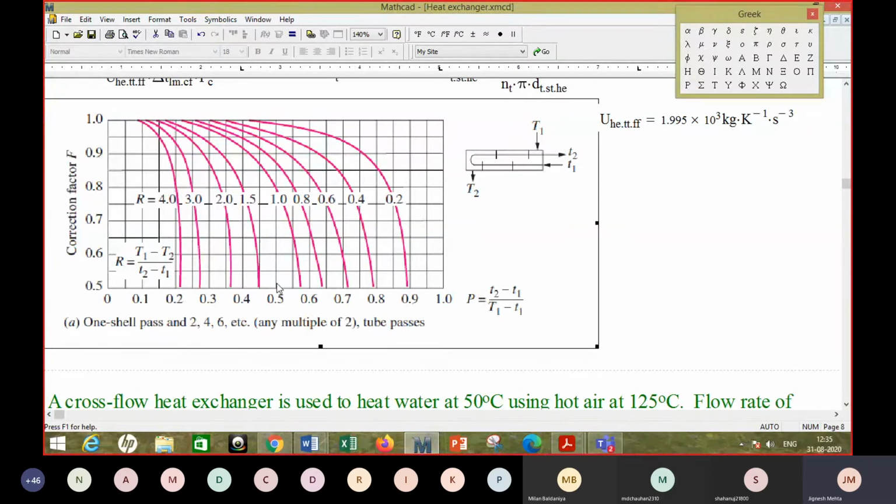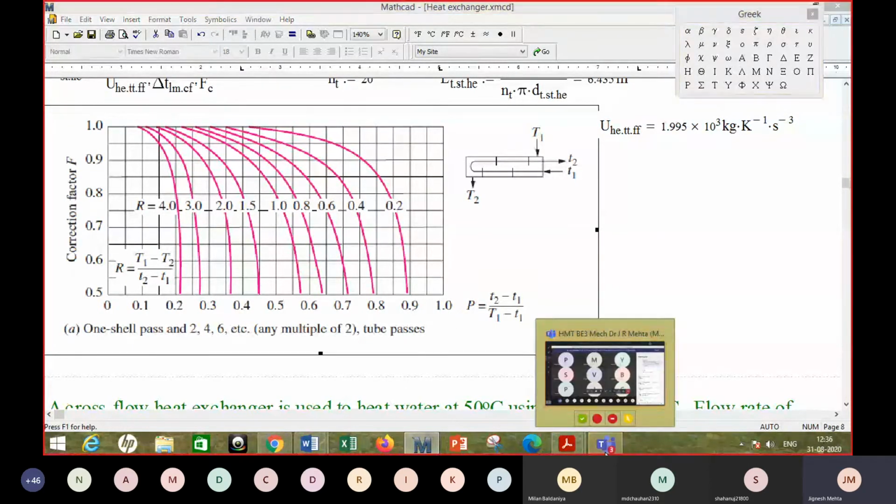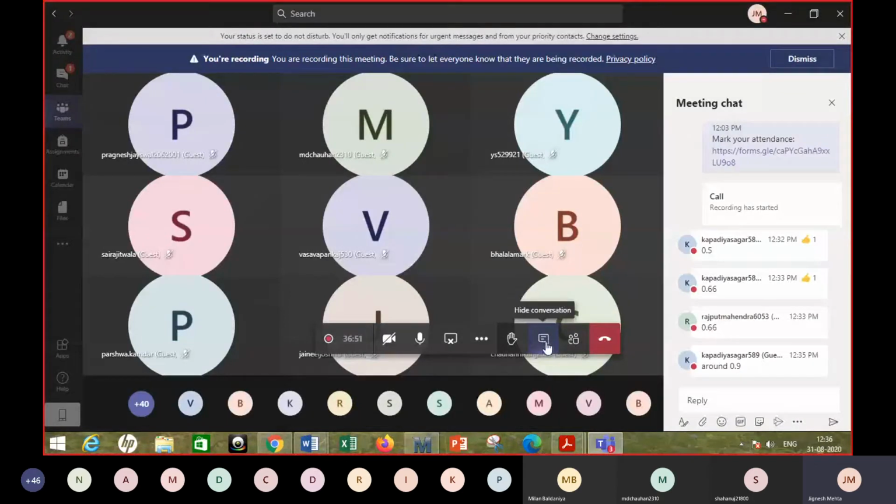Do you agree with this, or you don't know? I took the wrong line. This is 0.5, and this is 0.8, and this is 0.6, so it's somewhere here. So it's very close to 0.9, right? Seems to be close to 0.9. So whenever you are choosing the value from a graph, it will not be an accurate value, right?